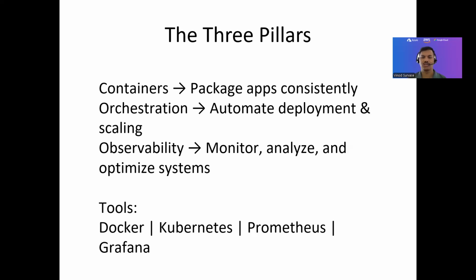So the tools basically would be Docker, Kubernetes, Prometheus, and Grafana as well, right? So Prometheus and Grafana, those are monitoring and observability tools, but Kubernetes and Docker, those are the real containers and orchestration mechanisms or tools, I would say here.